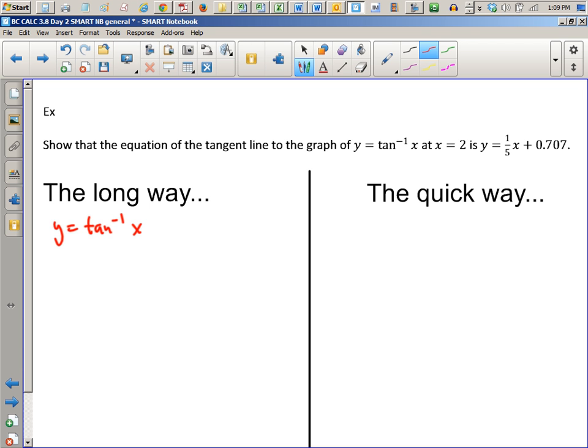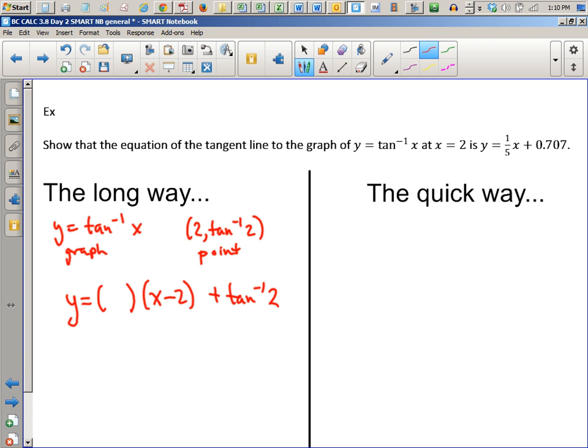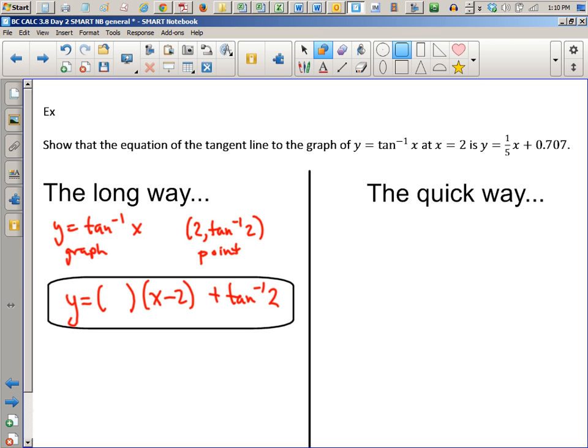This is the graph, right? And the point is the point 2 comma arctan of 2. This is the point. So I already know that the answer for the equation of the tangent line is going to be y equals some slope times x minus 2 plus arctan of 2. I already know that. In fact, I'm going to circle this because my answer is going to look just like that. I just need to put a number in there.